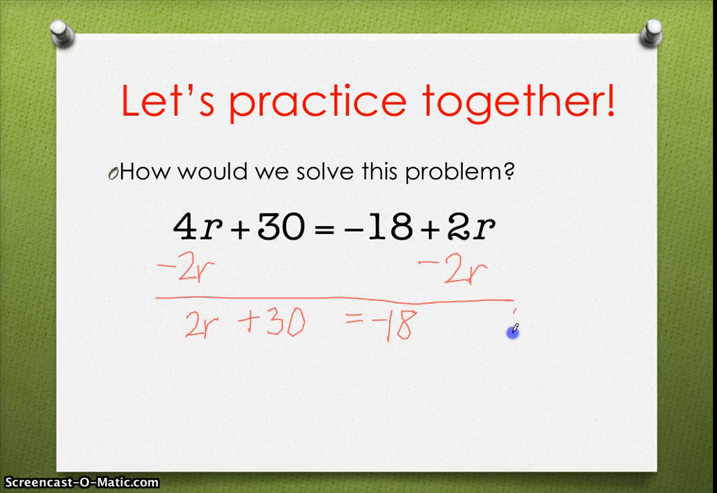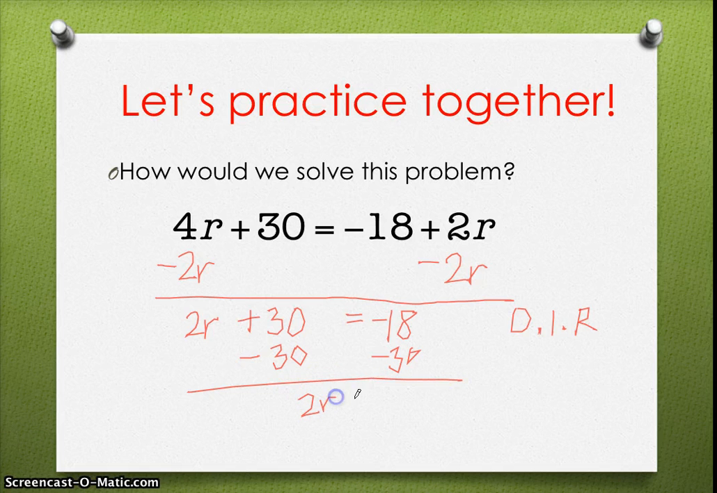Once I get to this step, it's just another two-step equation, and I'm applying the O.I.R. method. So let's go ahead and complete this out. I'm going to subtract 30 on both sides now. Once I subtract 30, I then have 2r equals negative 48. And then closing out by dividing both sides by 2. So the 2 cancels out into a 1. 1 times r gives me r. Negative 48 divided by 2 gives me negative 24.